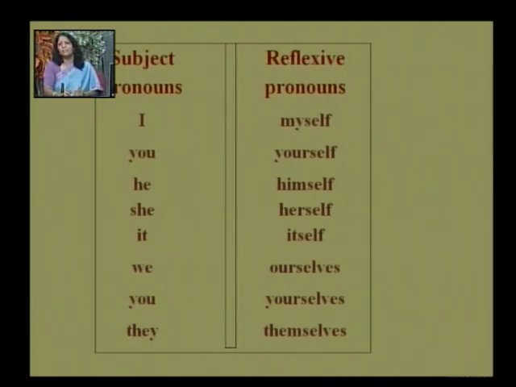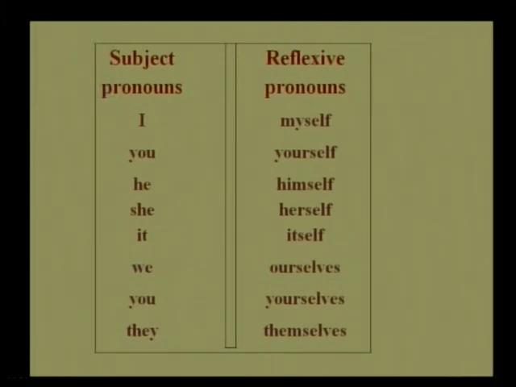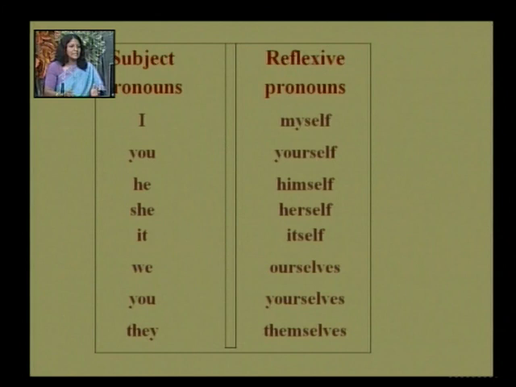You can see this chart over here where you have subject pronouns and the reflective pronouns. These are the pronouns which will make you understand clearly how the subject acts as an object. For example, I, myself; you, yourself; he, himself; she, herself; it, itself; we, ourselves; you, yourselves; they, themselves. These pronouns are to be used. That is how you will identify a reflective verb.